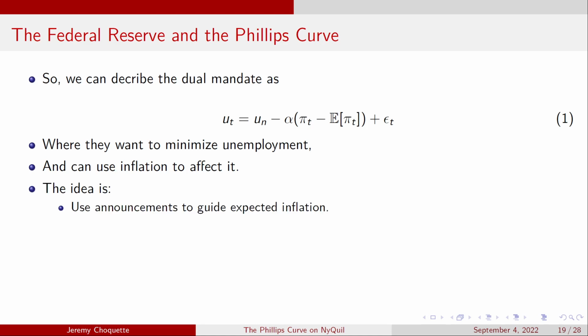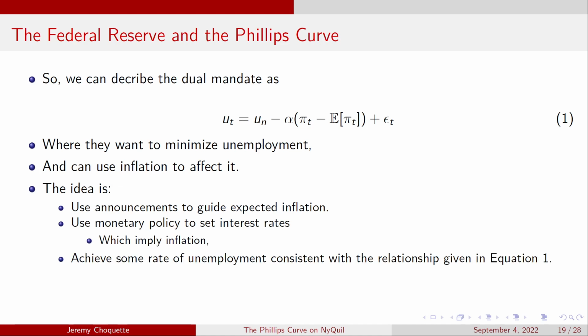The idea would be they want to use their announcements, right, after the Federal Open Market Committee get together and they vote on what to do about interest rates. The Federal Open Market Committee chair comes out and gives a nice televised announcement where he discusses, or she, their plans to set interest rates within a certain range, and then they're going to be using open market operations to try to reach that range for the interest rates. The idea would be to guide expected inflation. And they want to use monetary policy to try to set interest rates, which then implies actual inflation.